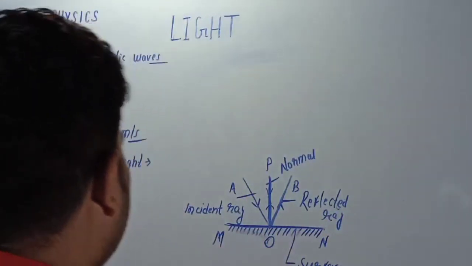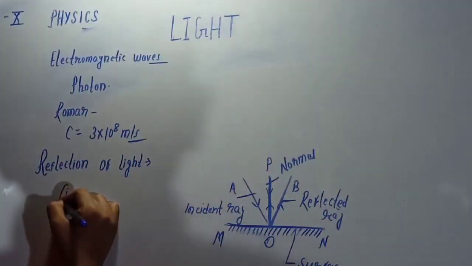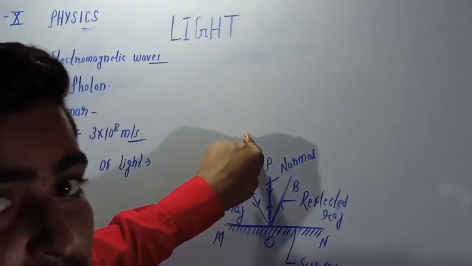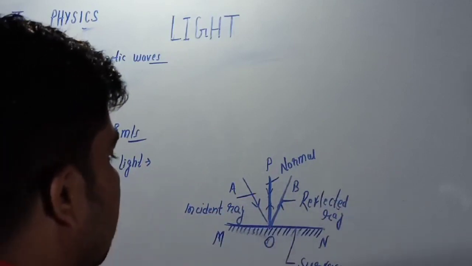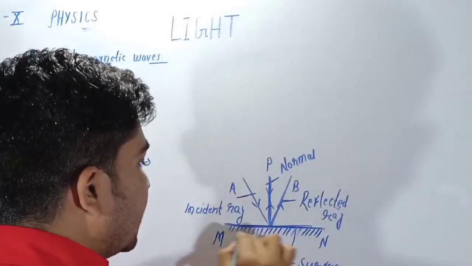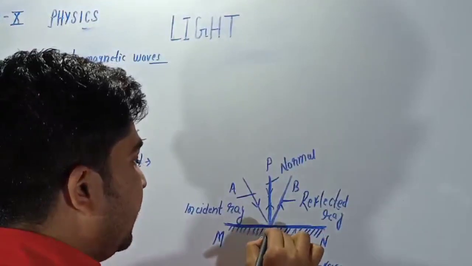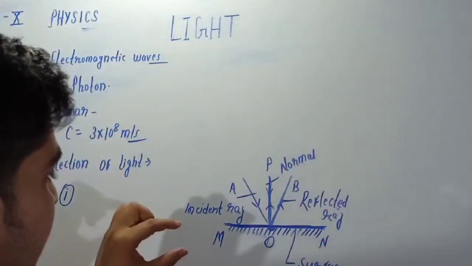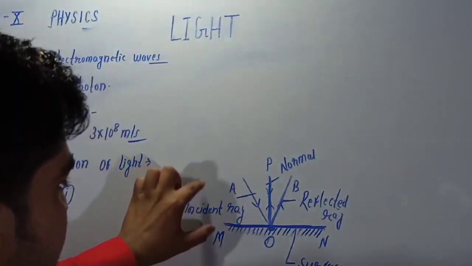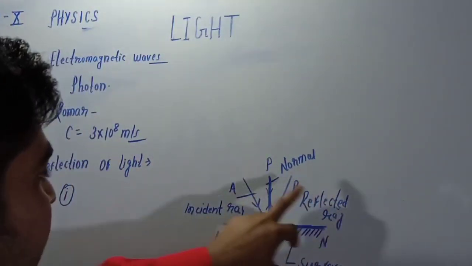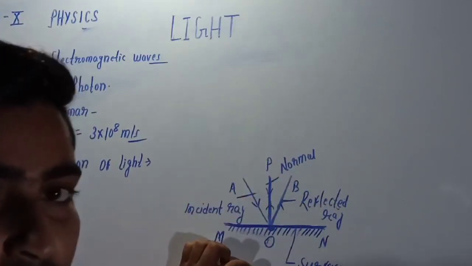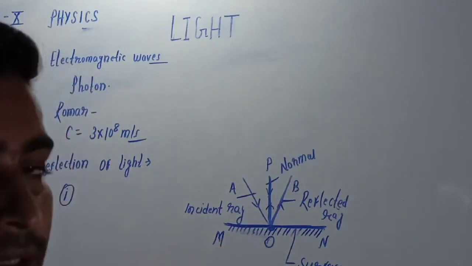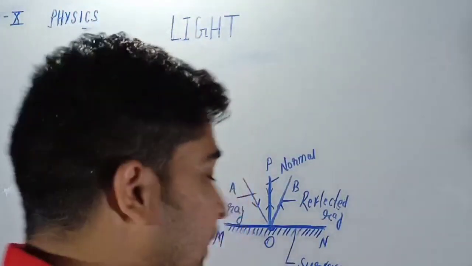So the first thing that you have to learn in the law of reflection is that the incident ray, reflected ray, and the normal all lie on the same plane of the surface. This is the point O and MN is the plane. So the rule is that the incident ray of light, reflected ray of light and the normal all lie on the same point of the plane. This is the first thing that you have to learn in the law of reflection of light.